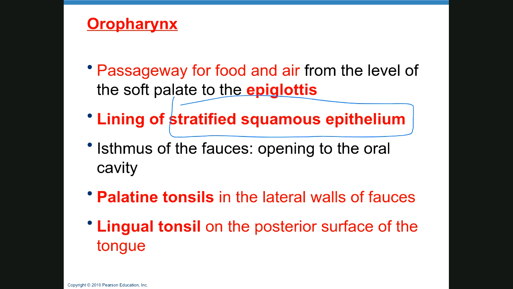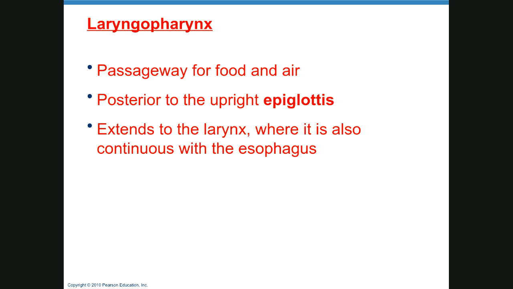Notice the palatine tonsils in the oropharynx and the lingual tonsils. So know the location of the tonsils. Also know what the epiglottis is, which is made of elastic cartilage and prevents the passage of food into the windpipe.